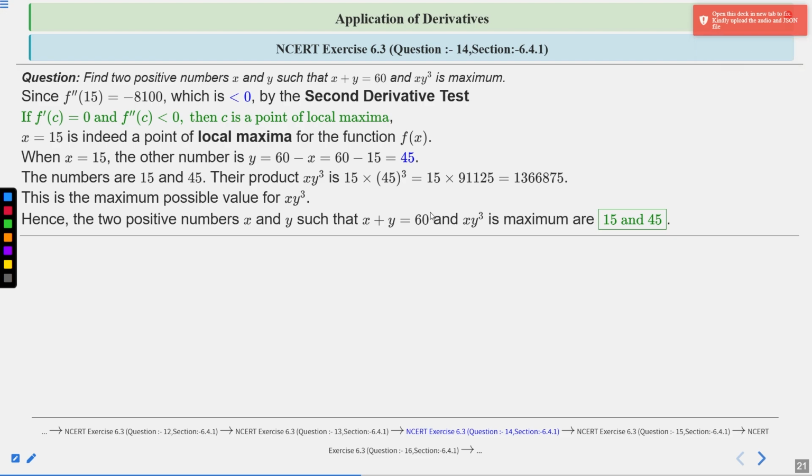Hence the two positive numbers x and y such that x plus y is equal to 60 and xy cube is maximum are 15 and 45, right? 15 and 45 is the right answer, okay? Hope it's clear to all.